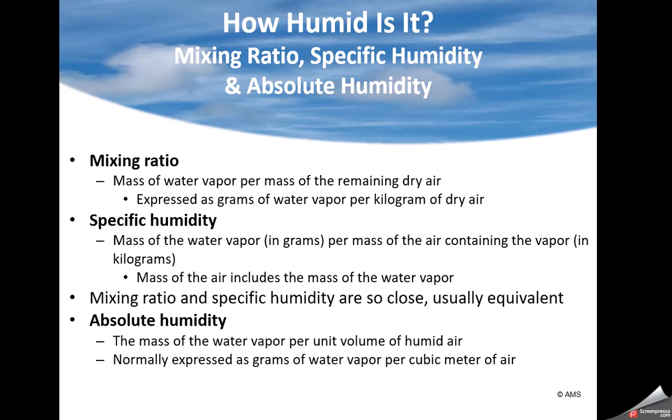Specific humidity just adds the water vapor back into the dry air. So you get a slightly higher value for the bottom number. So typically specific humidity is going to be just a tiny little bit less than mixing ratio. Absolute humidity is the mass of water vapor per unit volume of humid air. So it's the number of grams of water vapor per cubic meter of air.